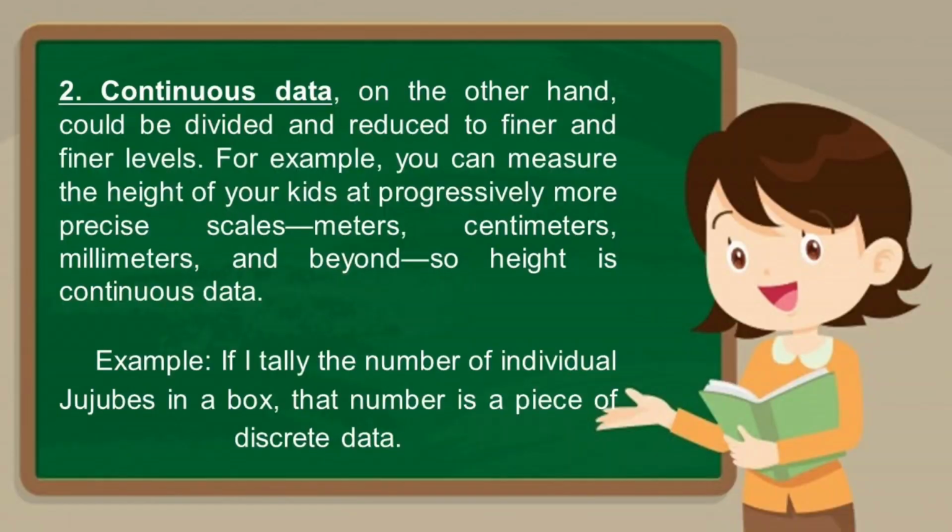Now, let us talk about continuous data. What is continuous data? So, this is opposite of discrete. Okay, when we say continuous data, it is a measurement data or measured data. How? Continuous data, on the other hand, could be divided and reduced to finer and finer levels. For example, you can measure the height of your kids in progressively more precise scales, meters, centimeters, millimeters, and beyond. So, height is a continuous data.